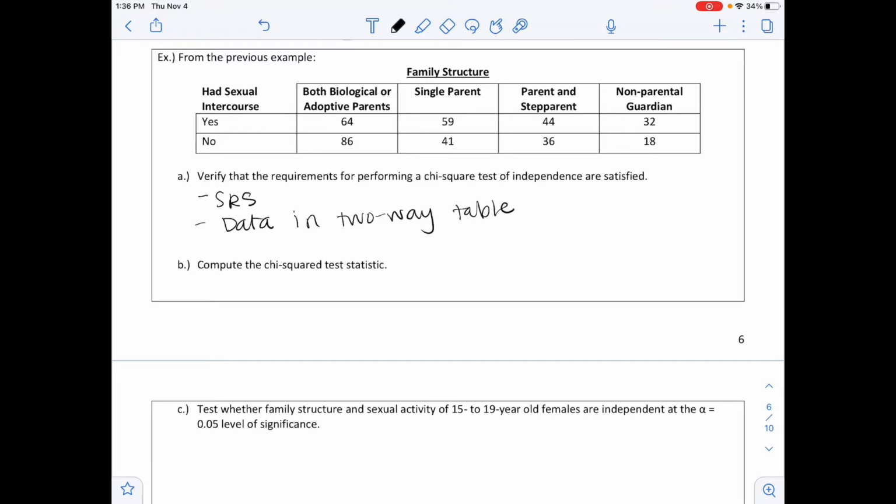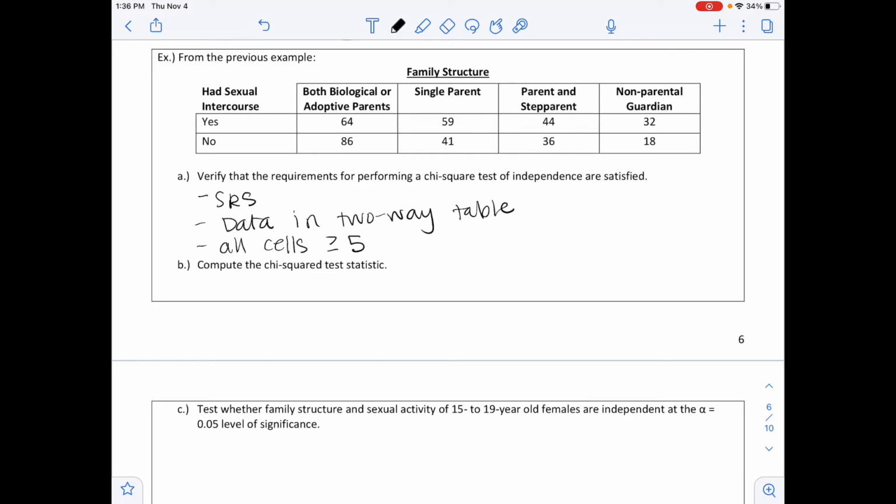Nothing's missing. And then for 3, it says for each cell in the contingency table, the expected counts are at least 5. So I'm going to say all cells are greater than or equal to 5. So we're good. We can go ahead and conduct this test.